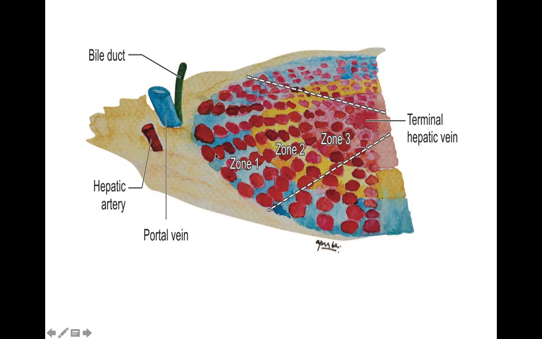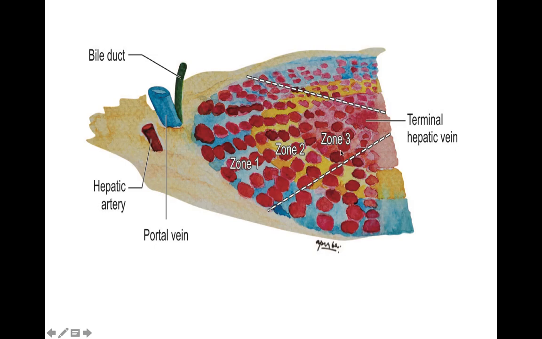Zone 1 is next to the portal tract, so it is receiving the maximum oxygenated blood, and zone 3 is away from the portal tract, so it is receiving less oxygenated blood. The zonation of the liver is very important functionally, because there are certain enzymes which are present only in one particular zone. For example, glutamine synthetase is present only in zone 3. So when you do a glutamine synthetase IHC, you will see the staining only in zone 3 and not in zone 2 or zone 1.